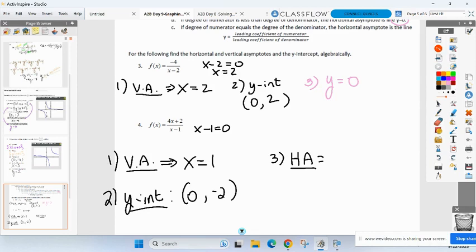Okay, I got a 1 here, and the highest exponent here is also 1. So what do I do? I divide the numbers out in front. The number out in front of this x is 4, and the number out in front of this x is a 1. So when the degrees are equal, I divide them. So it's going to be y equals 4 divided by 1, 4. So when the degrees are equal, I divide the numbers out in front.